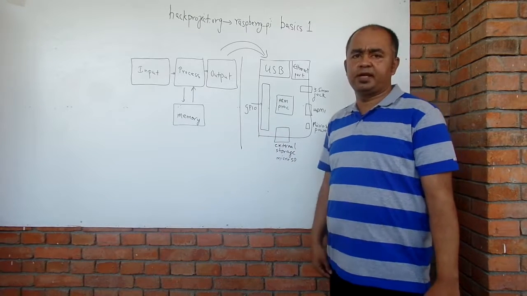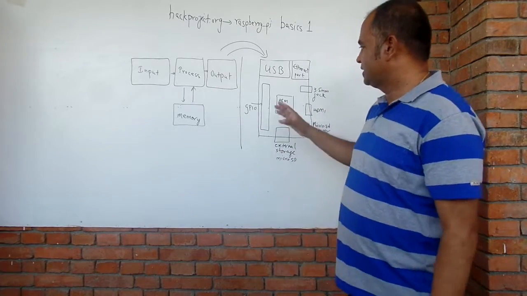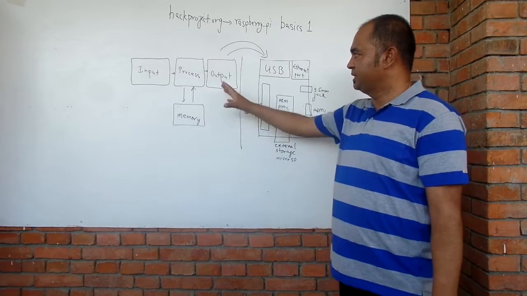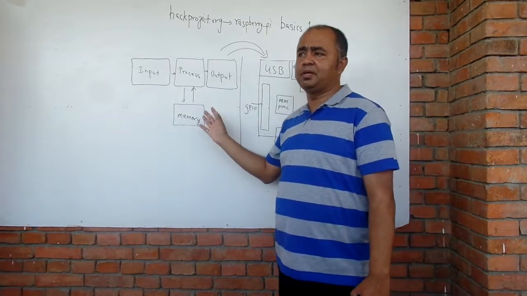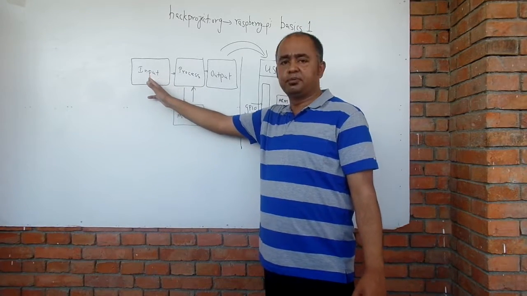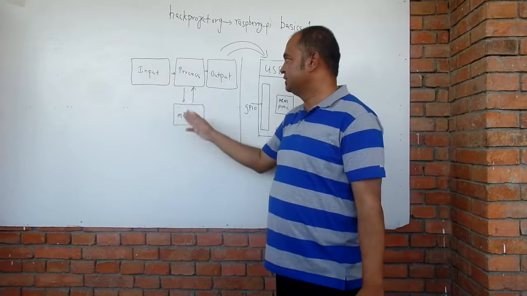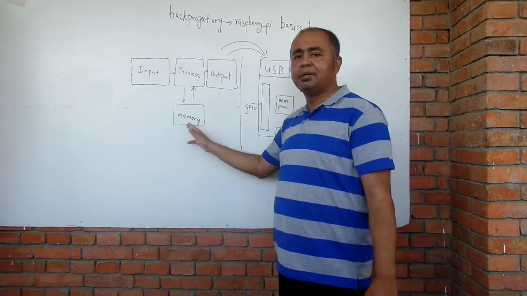Today, as part of hackproject.org's introduction to Raspberry Pi, we're going to look at the basic structure of a Raspberry Pi based on a general purpose computer. If we remember from our simple lessons, a general purpose computer consists of input devices, a processing unit, output devices, and memory units.